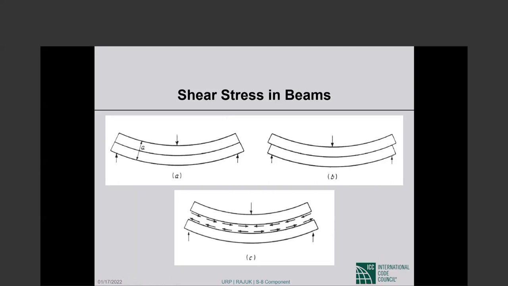Now, we can always imagine that any beam that we are dealing with is made of several horizontal layers, actually an infinite number of horizontal layers. And since a beam typically bends like this without any slippage between the layers, we must have these horizontal shear stresses acting between layers. So that's the point to the whole thing. You can intuitively see and understand the presence of these horizontal shear stresses.